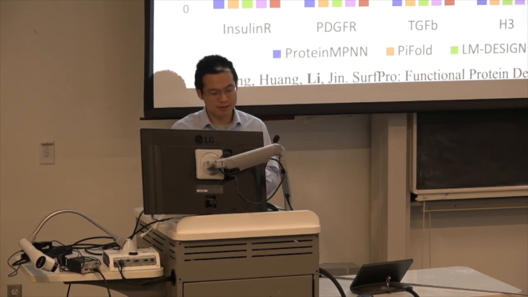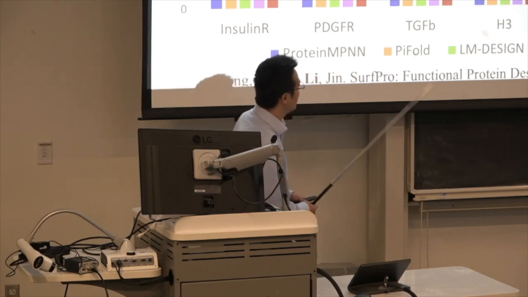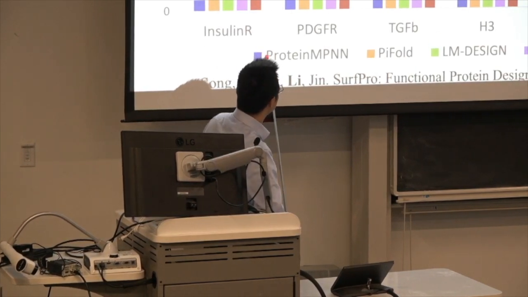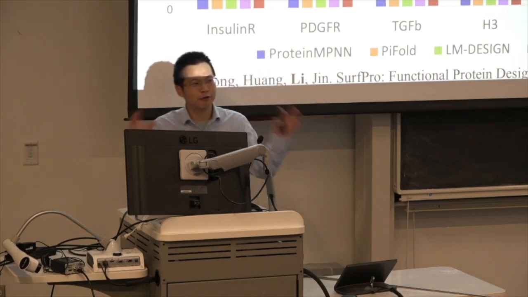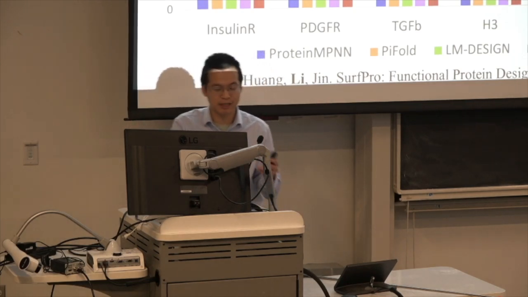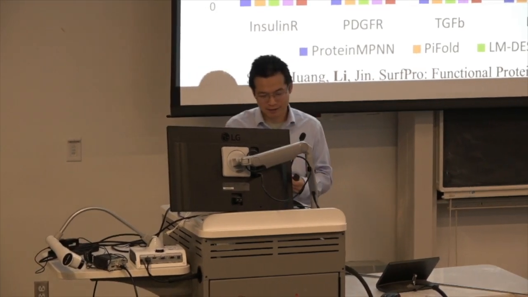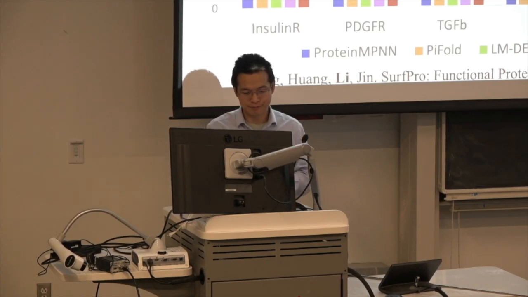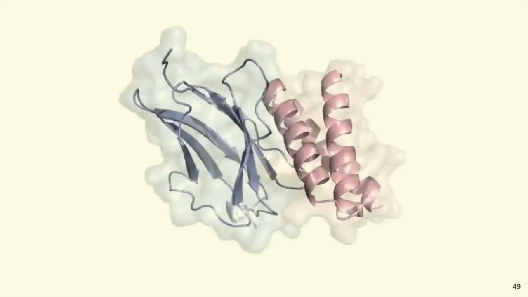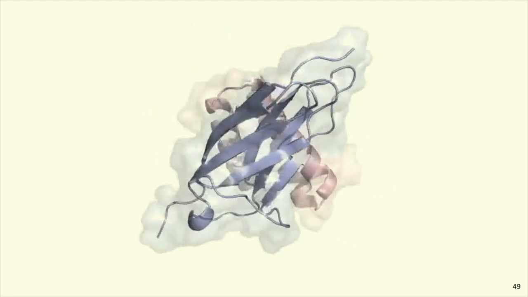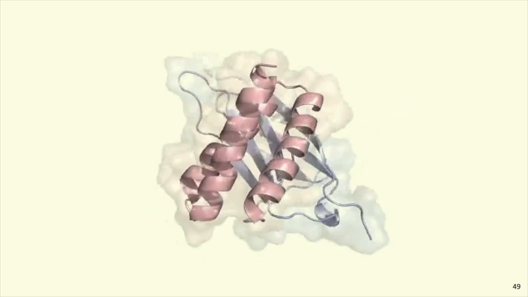And again, we find that this surface-based design is much more effective than earlier approaches, for example, ProteinMPNN, which is inverse folding-based design. So if we are given the full geometry of the target protein and you just design based on that, then it's less effective. Okay, here's one specific example, if you are curious about the designed protein. So this is a designed protein, and they can actually bind pretty well.